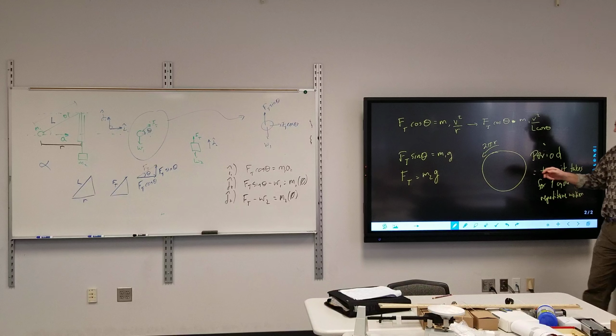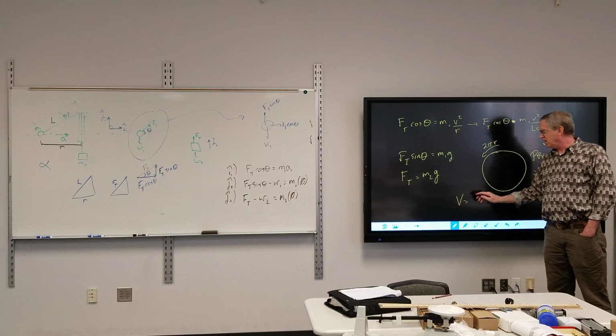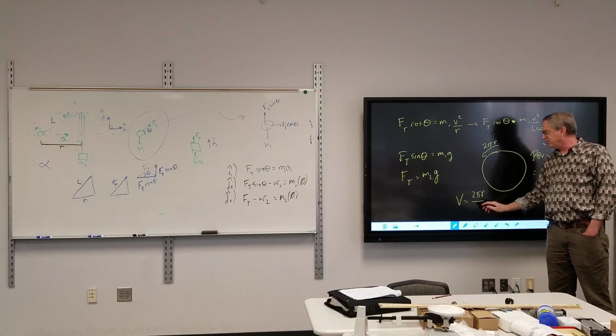So my speed is 2 pi r divided by the period.